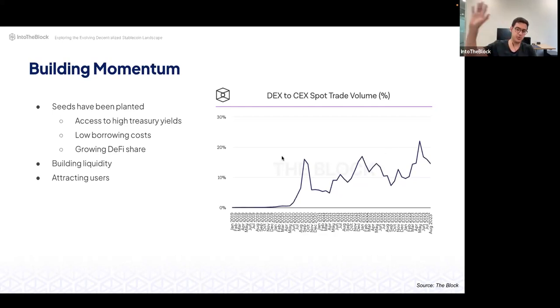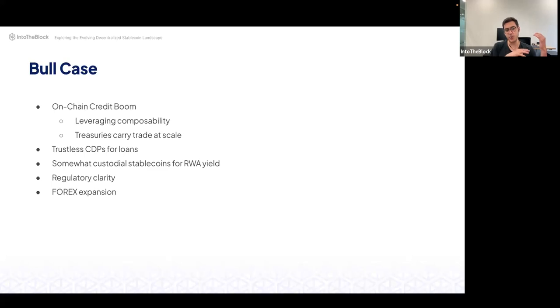So these are tailwinds likely to continue to build momentum for DeFi and help it attract more liquidity and users over the next few months. And that drives me into the bull case for decentralized stablecoins. With the seeds that have been planted, I think it's not far-fetched to believe that we may see an on-chain credit boom take place over the next few months, Q4 of this year, perhaps more likely next year. So we already have most of the innovations launched. It's more a matter of getting traction at this moment.